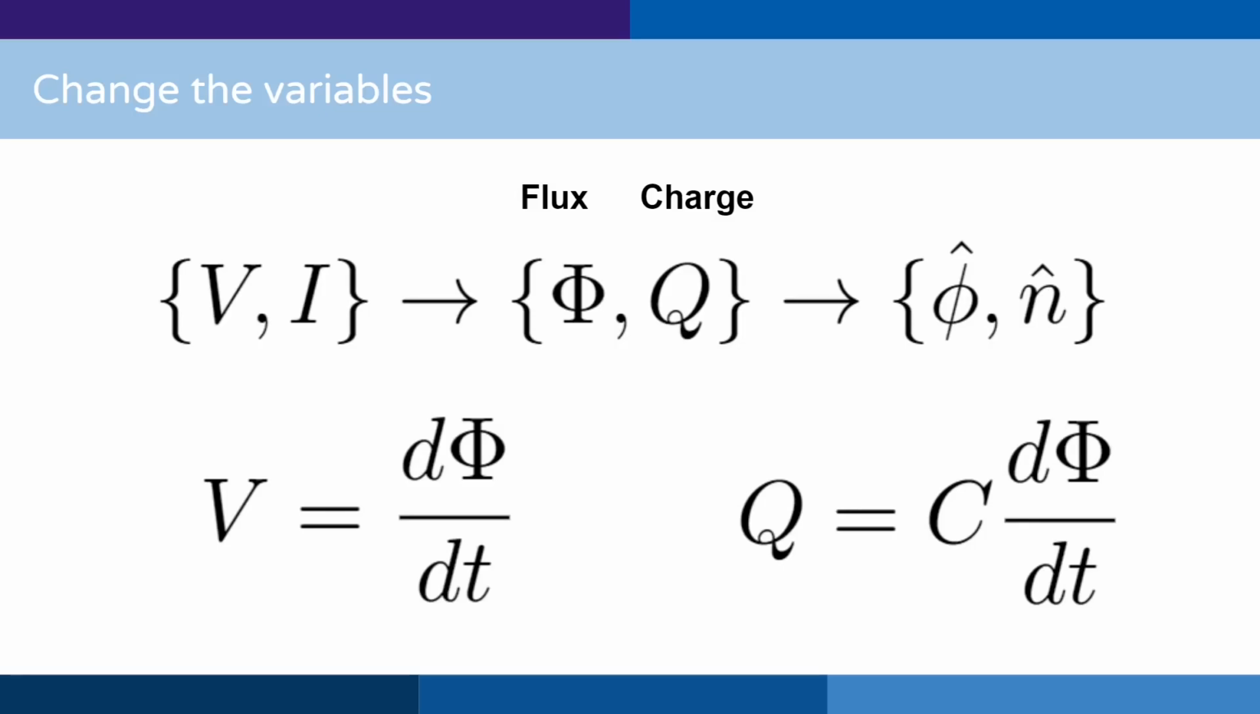We need, in this case, to change our variables: instead of voltage and current, we are working with flux and charge. After that, we change into the quantum variables, which are better known as phase and charge, in this case referring to the Cooper pair phase. Okay, these equations here are related to the voltage and the charge in a capacitor in terms of the flux. That will be very helpful in the next slide and in the next calculation.